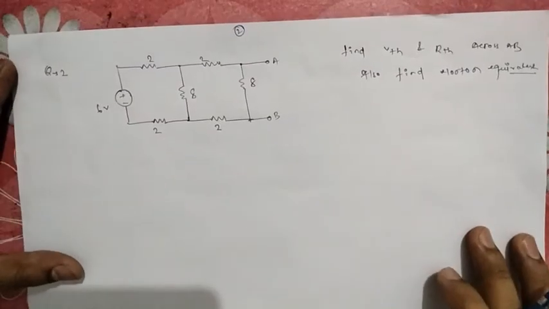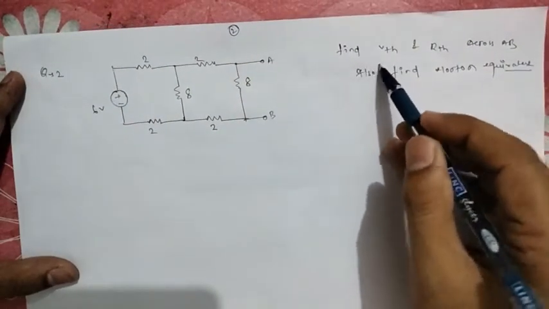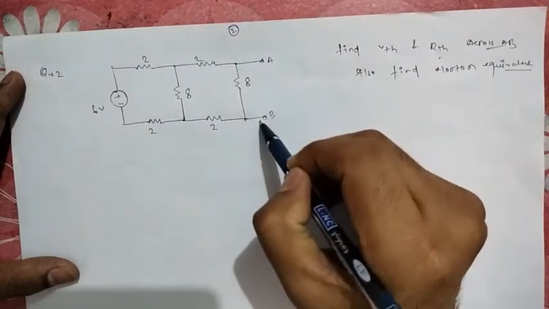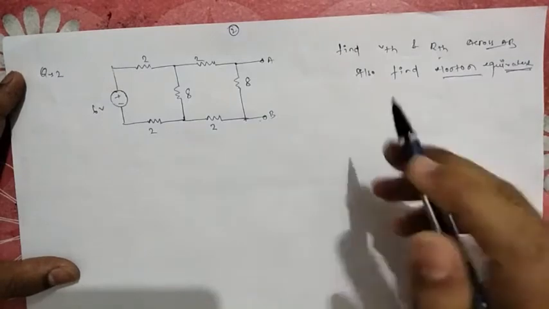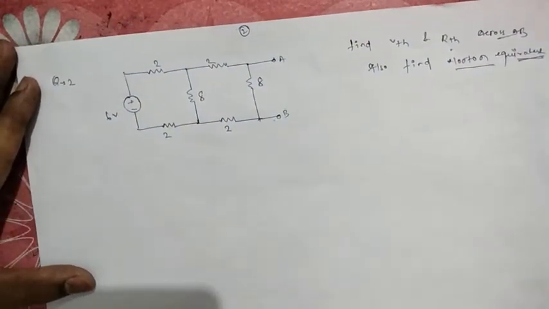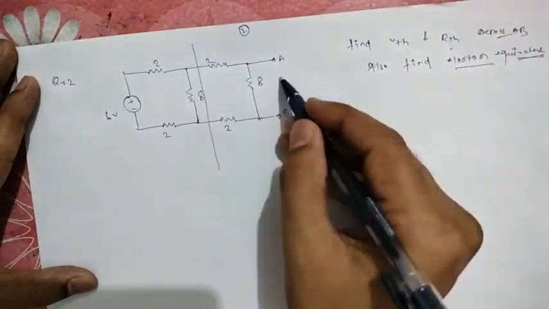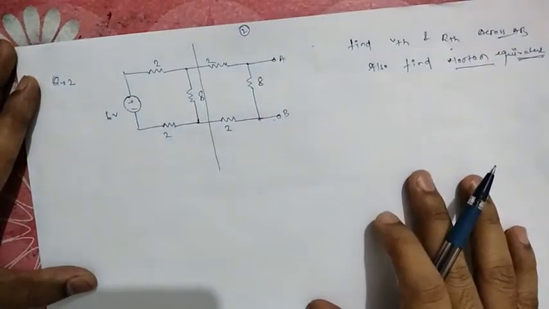Now this is the second example we are taking. It says, find VThevenin and RThevenin across AB, and also find the Norton equivalent network of this model. Then how are we going to solve this problem? If we break this problem into two halves, here we are first calculating VThevenin and RThevenin.